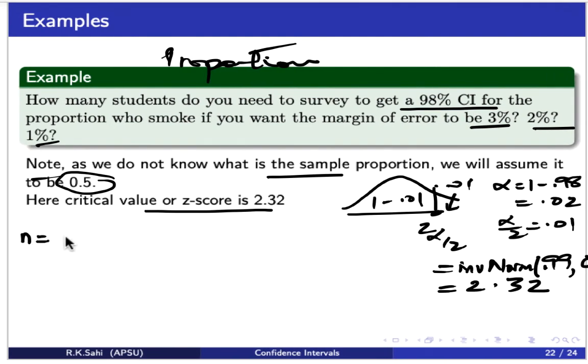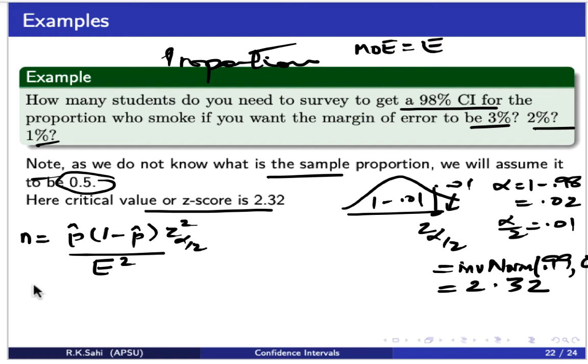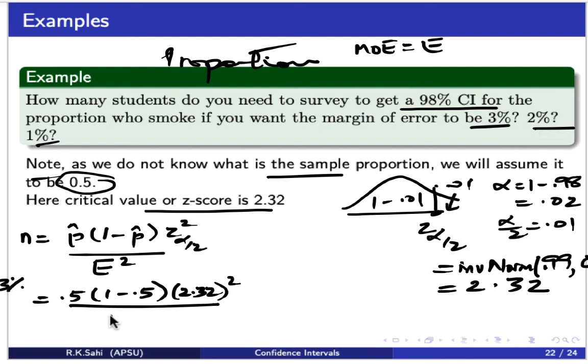Okay, what's the end formula? It's n equals p hat times 1 minus p hat times Z alpha by 2 squared over E squared, where E is the margin of error. So p hat is 0.5, 1 minus 0.5, then 2.32 squared divided by the margin of error squared. Now there are going to be 3%, 2%, 1%. So if it is 3%, the margin of error is 0.03 squared, and we get the answer to be 1494 something.